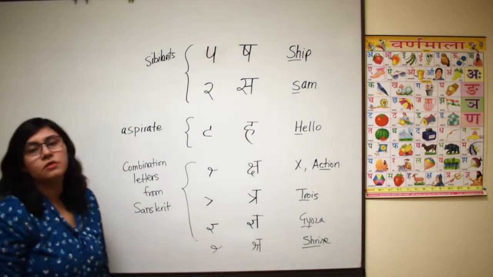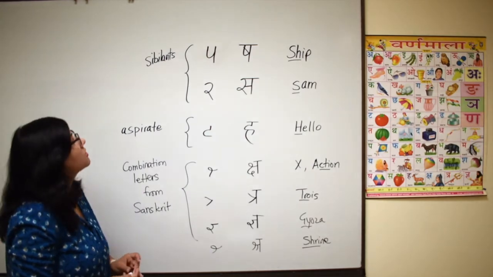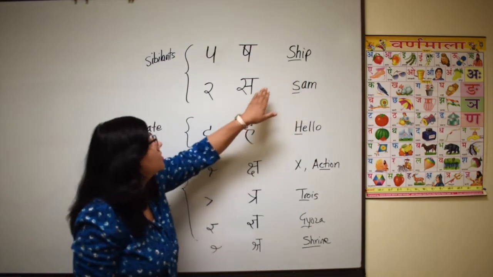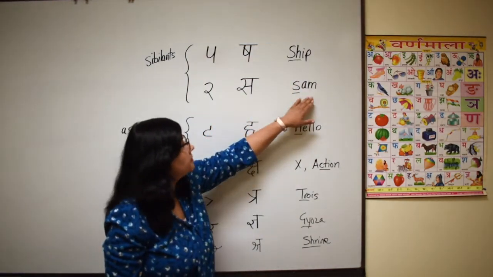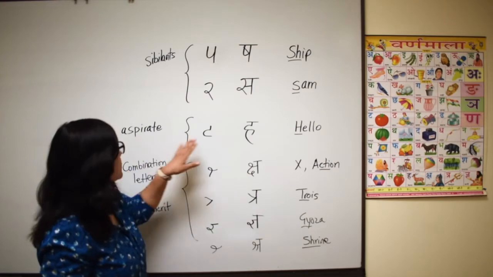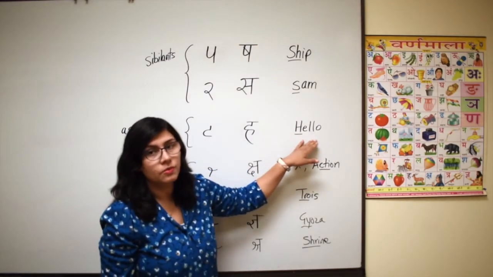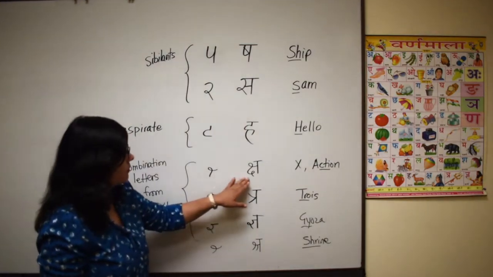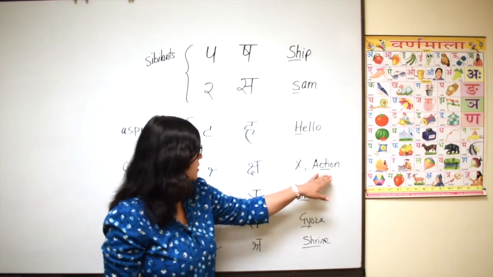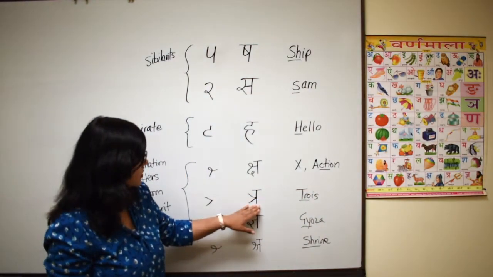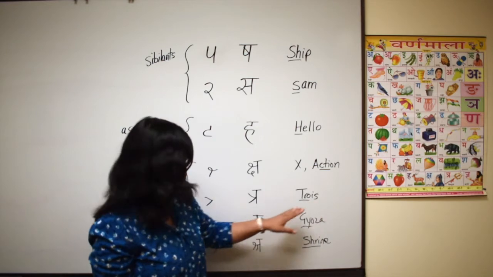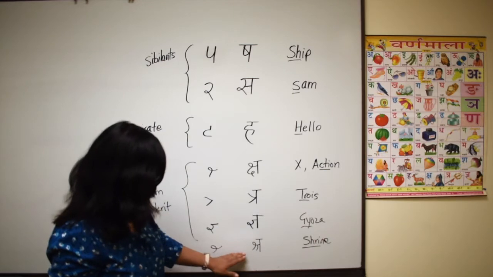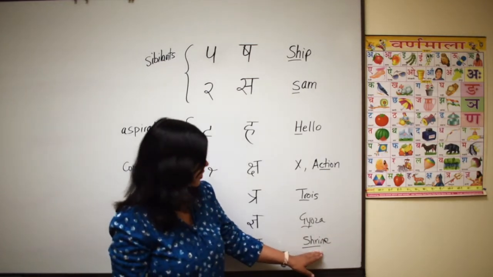Okay, so just as a review, we have the sibilants sh, as in ship, and s, as in Sam. Then we have the aspirate h, as in hello. Then we have the combination letters from Sanskrit. We have ksh, as in action. We have tr, twa. Gya, as in gyoza, and then shra, as in shrine.